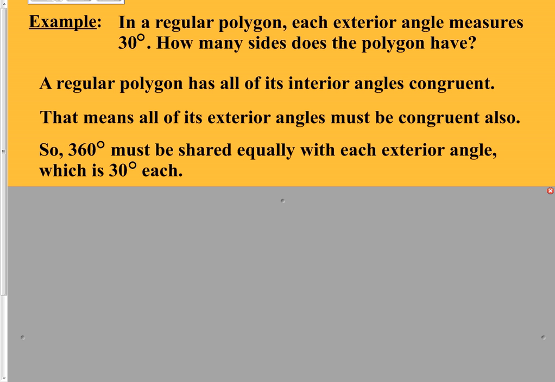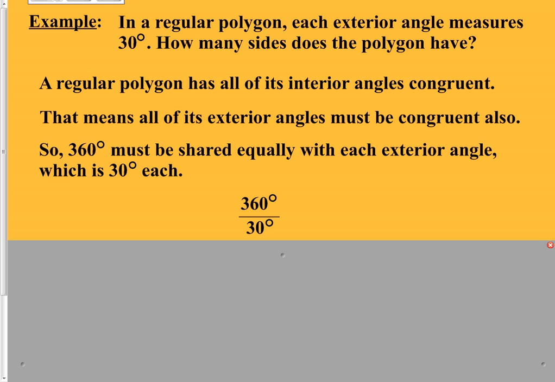So what we're going to do is take that 360 degrees and start subtracting from it. We're going to subtract 30 degrees, subtract 30 degrees, subtract 30 degrees, and do that over and over again until we run out of degrees. What is that called when you subtract a certain value over and over again? That is a division problem.